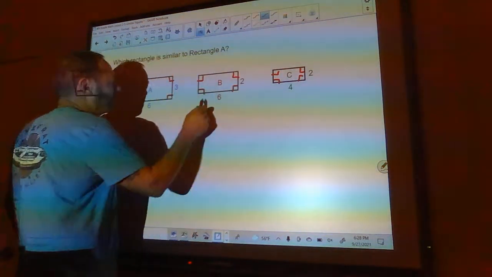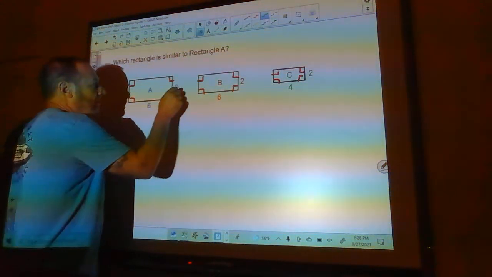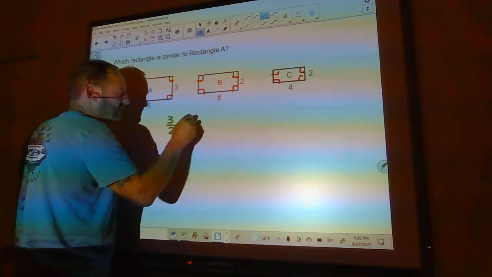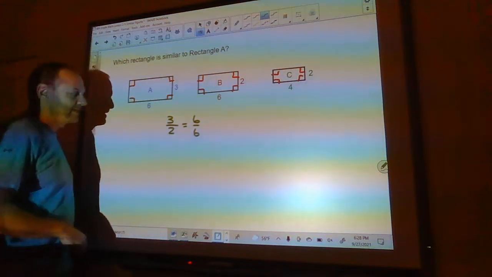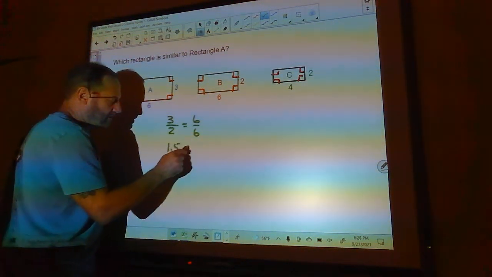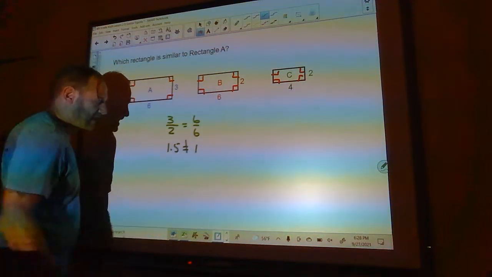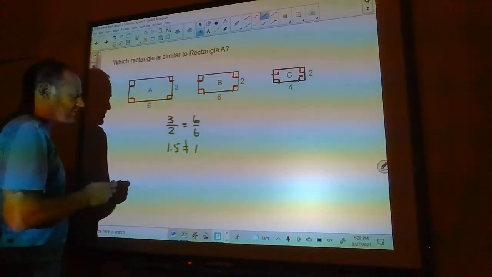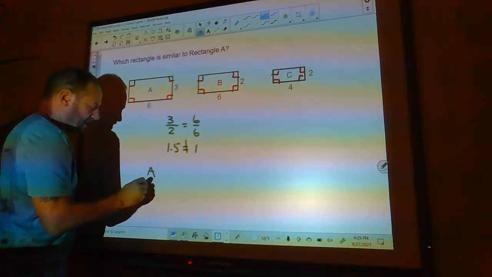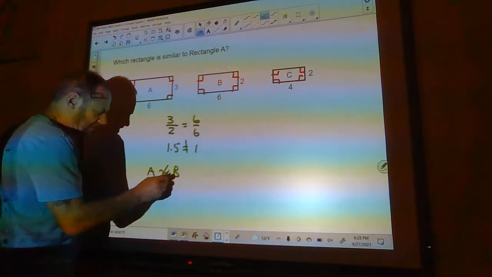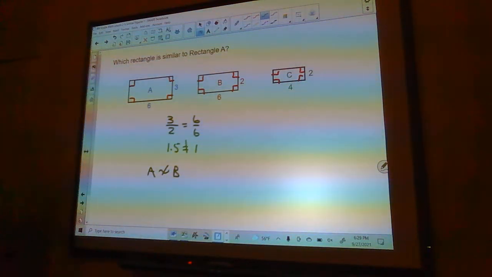Okay, so if I check A and B, 3 is to 2 as 6 is to 6. Well, that's not true. This is 1.5 here, and this is 1, and that's not equal. So this cannot be similar to that. So we could say A is not similar to B. I don't know if that's really a symbol, but it's not similar.